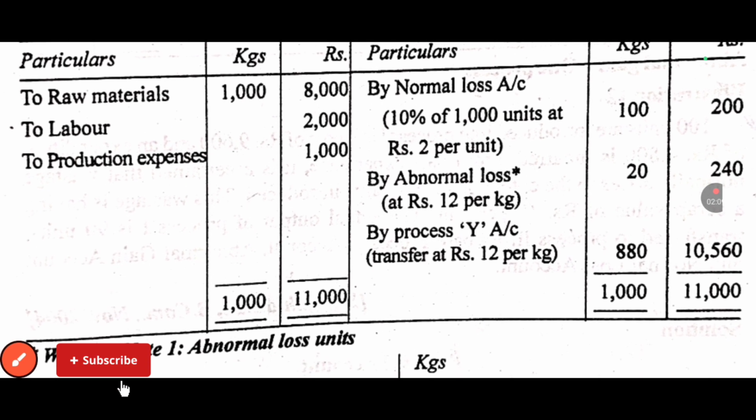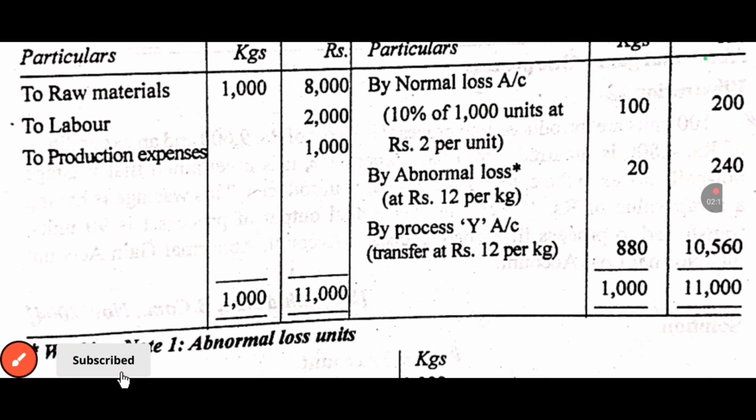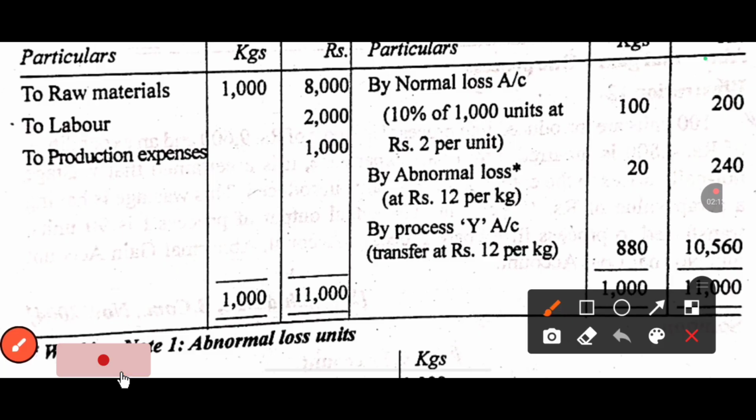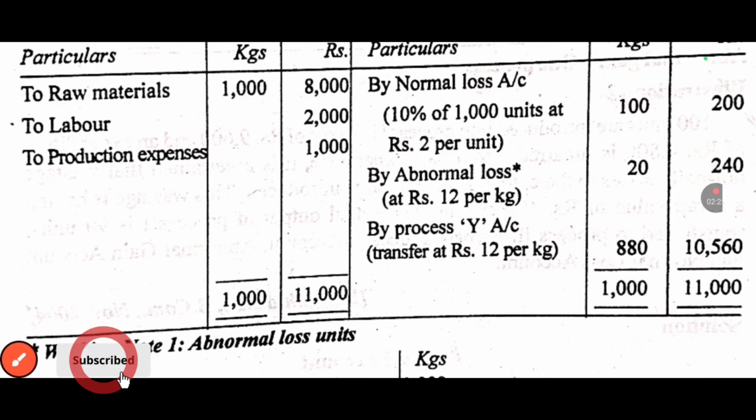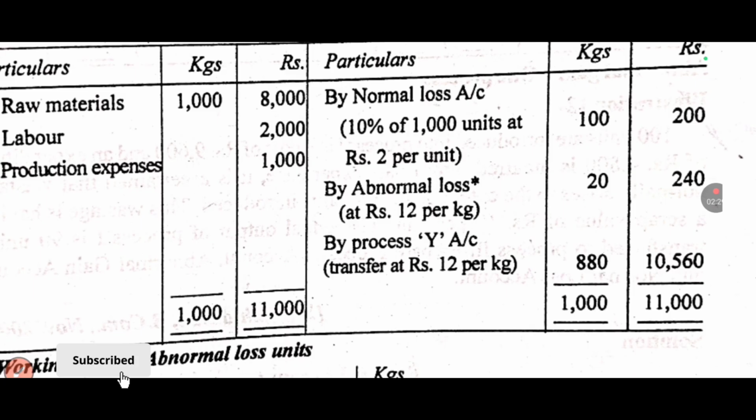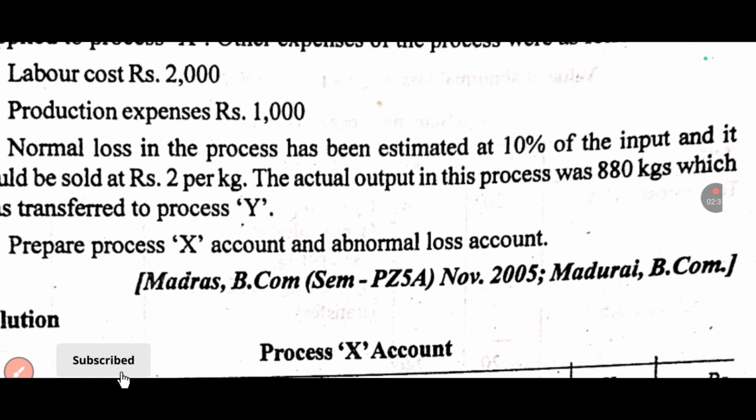Now we need to find out the total cost of the process X account. For that, all the input values added together, you get 11,000 rupees. The total input of 1000 kilos is entered as the total. The same total is to be entered on the creditor side: 11,000 rupees and 1000 kilos. Let's come to the question.